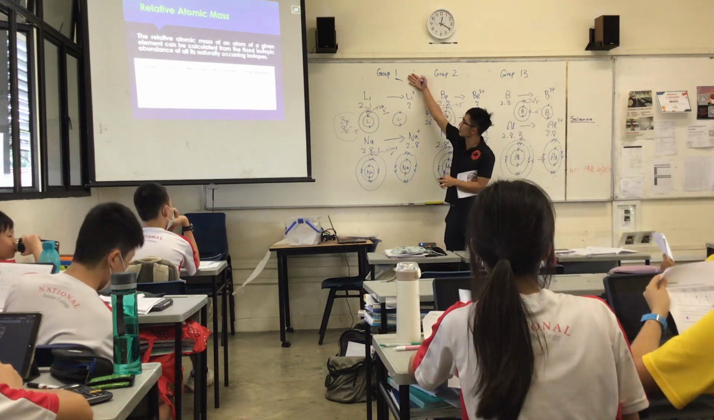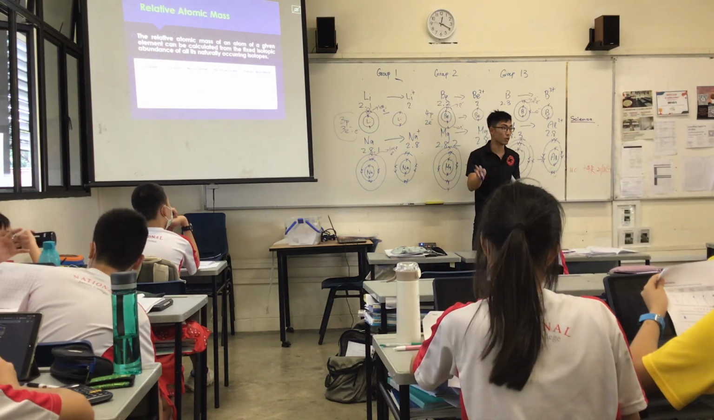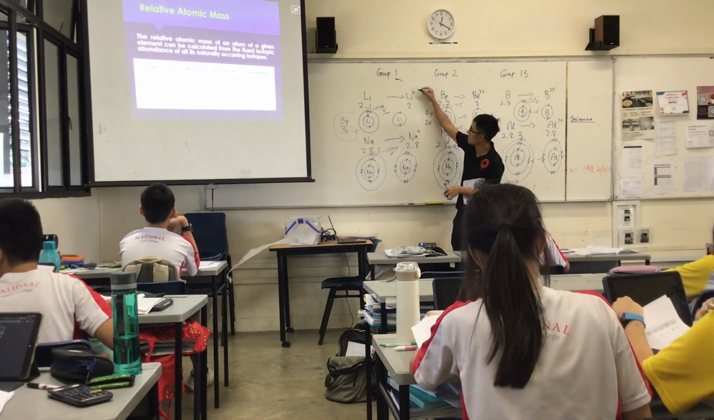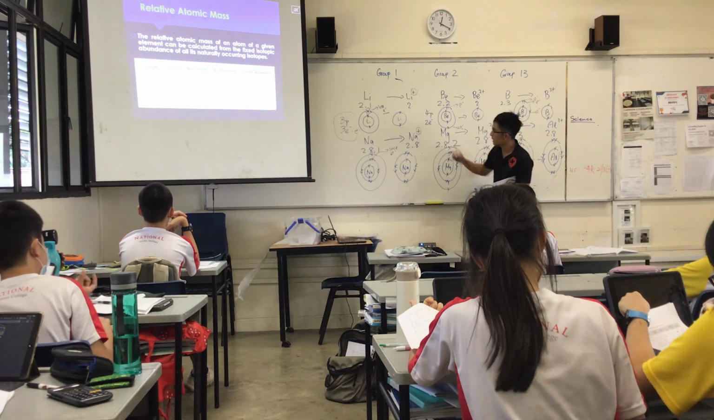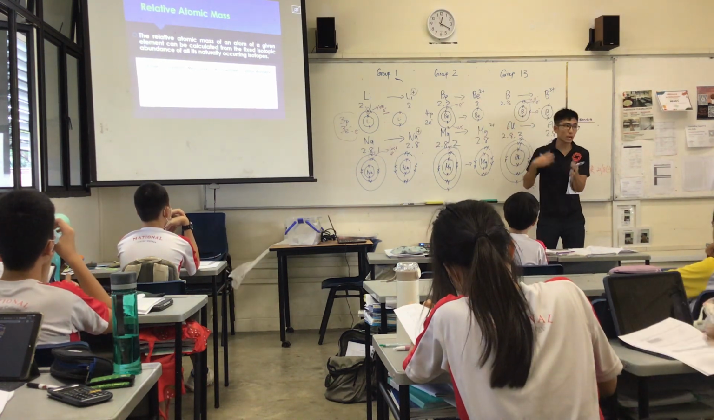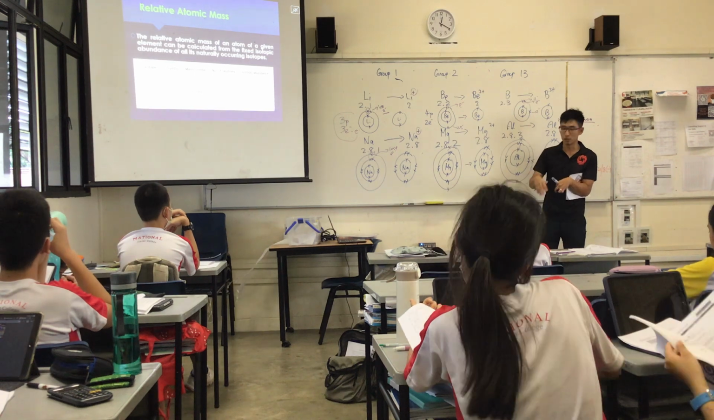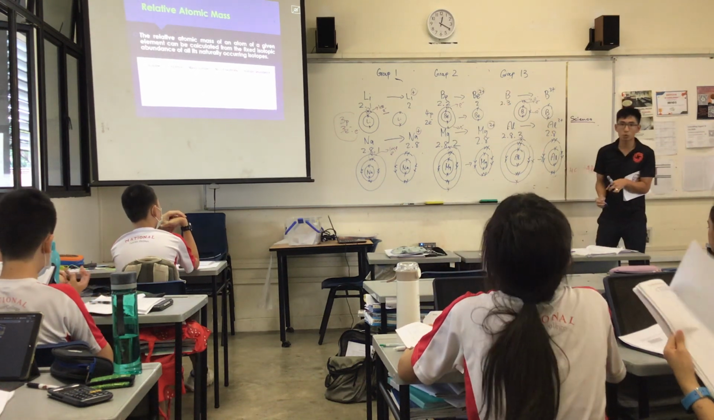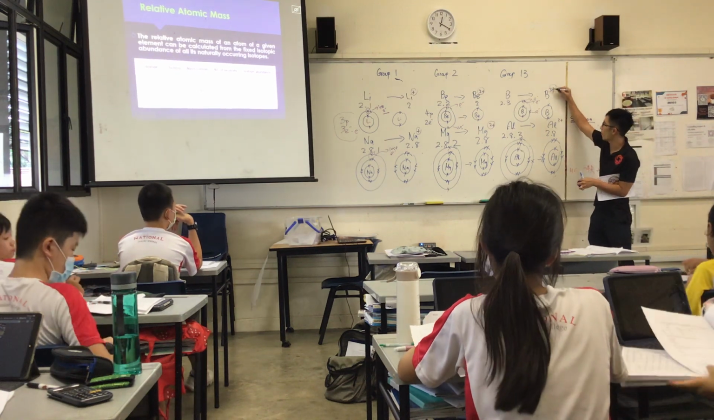Those in group 1 tend to lose 1 electron away, so that you will end up with shells that are fully filled. And you end up with charges like that of the atoms. Those in group 2 will lose 2 electrons, so that you will have shells that are totally filled. And you end up with the element now having a 2 plus charge, and so on and so forth.